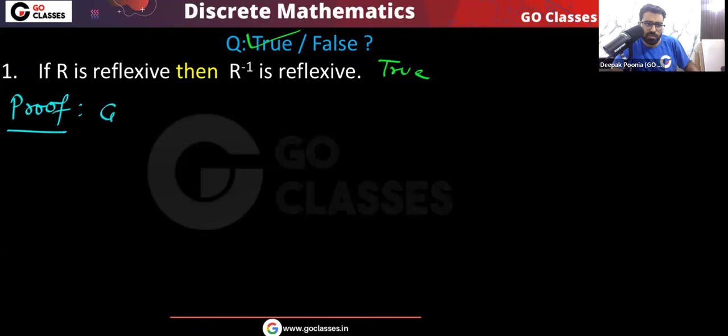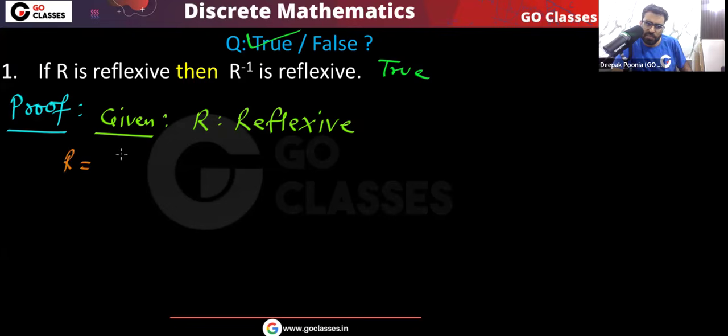What is given to you? Just tell me that point. What is given to us? It is given to us that R is reflexive. If R is reflexive, then what does it mean? It means that in the relation R, we have all the reflexive pairs. There can be some more ordered pairs which are not reflexive, but all the reflexive pairs must be there.